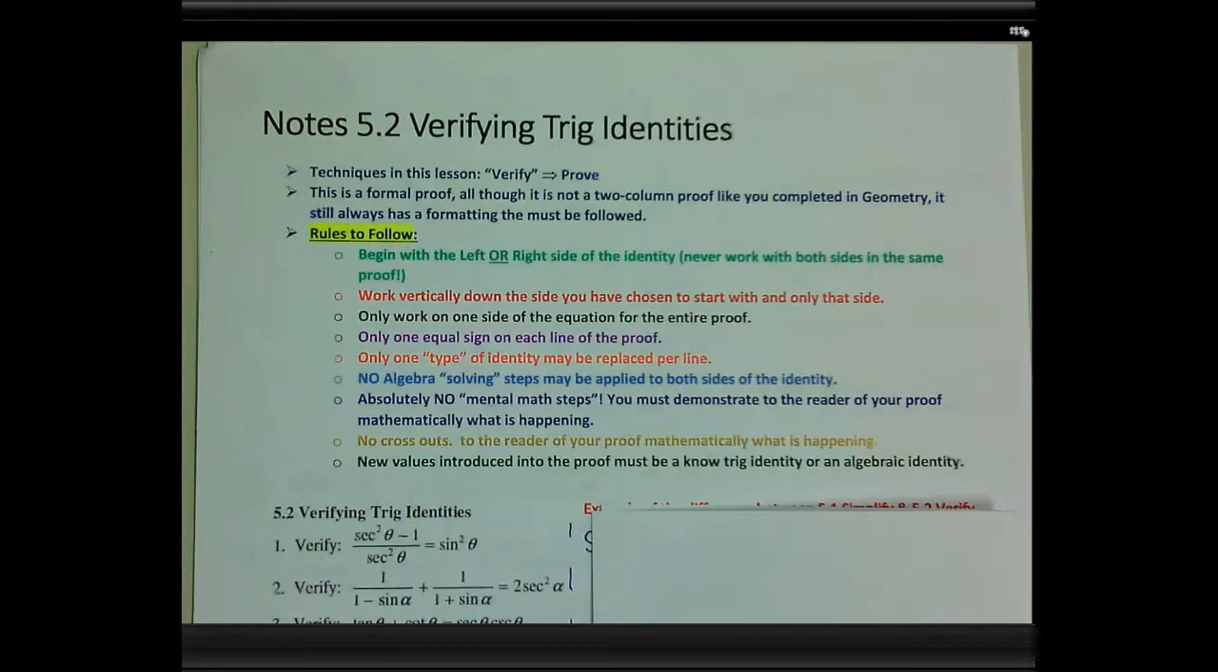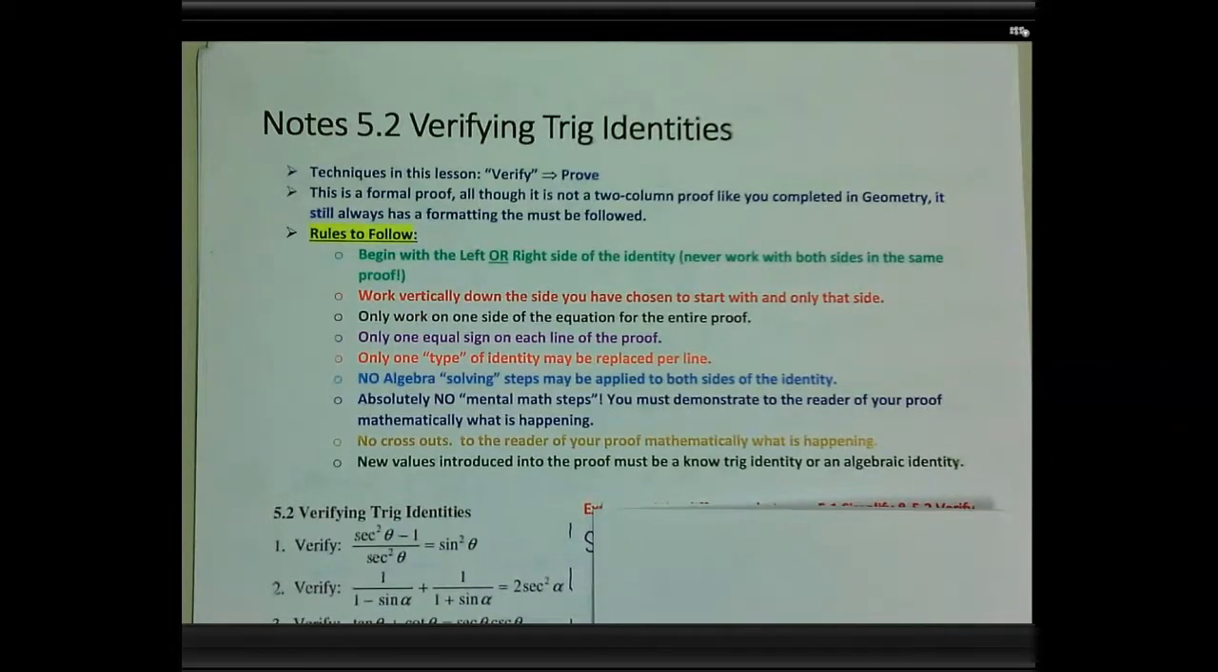You may only make one type of identity change at a time. Like last time, we might have made a Pythagorean and a quotient identity replacement at the same time. Here you have to do one at a time. You have to demonstrate each of the specific things that you're doing. It does have an equal sign in your trig identities. You know, we have all those trig identities on the back side of our help sheet. They have an equal sign.